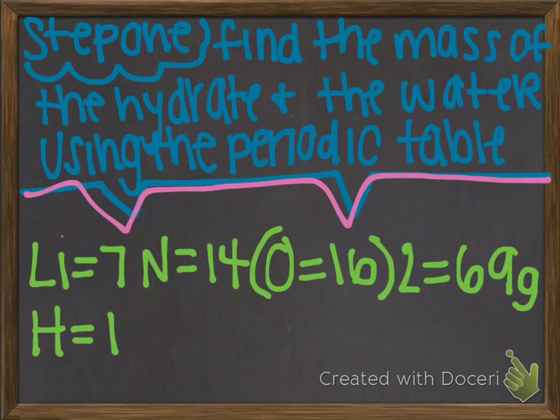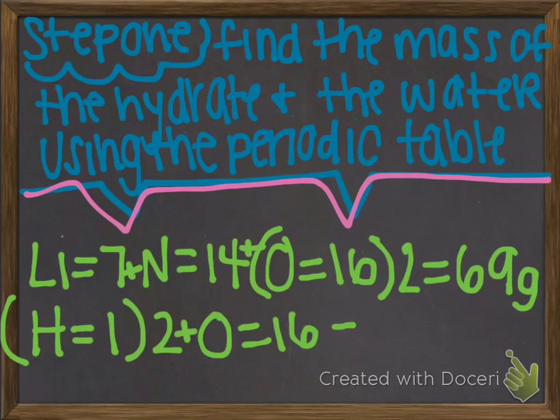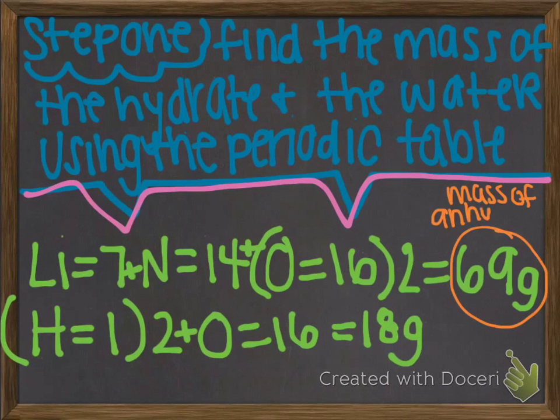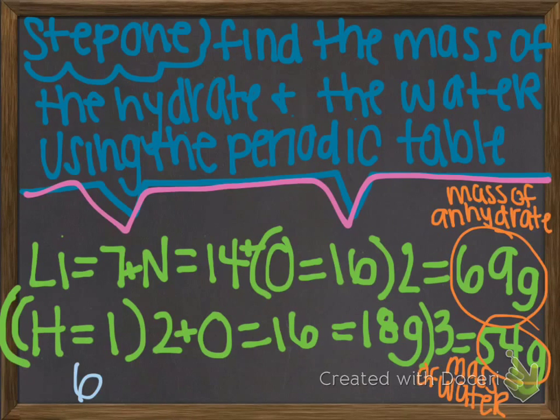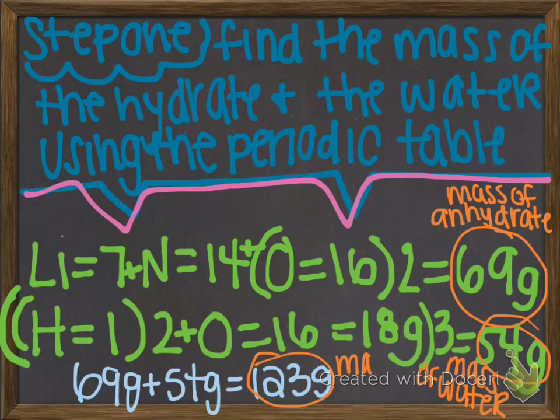Lithium equals 7 grams, plus N, which equals 14 grams, plus O, which equals 16 grams. But since it's O2, we need to multiply that by 2. And this gets us 69 grams, which is the mass of the anhydrate.